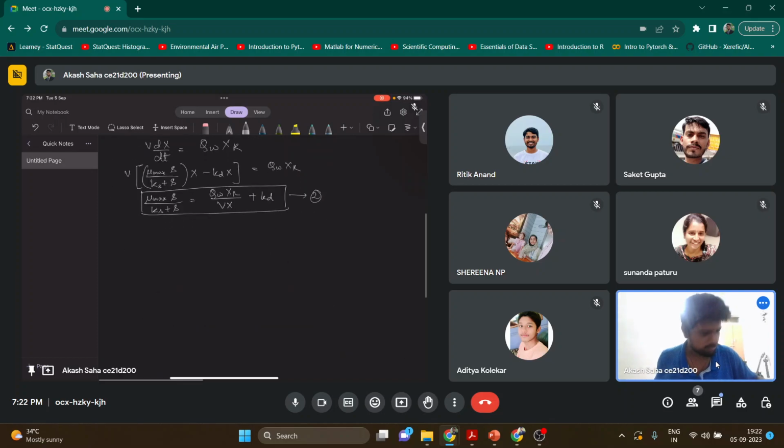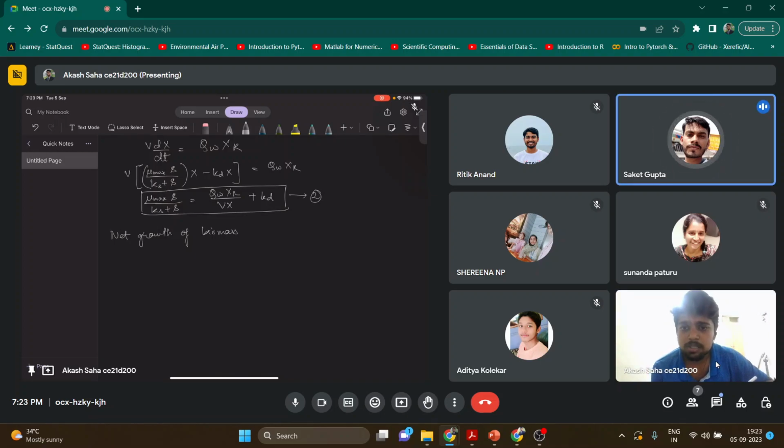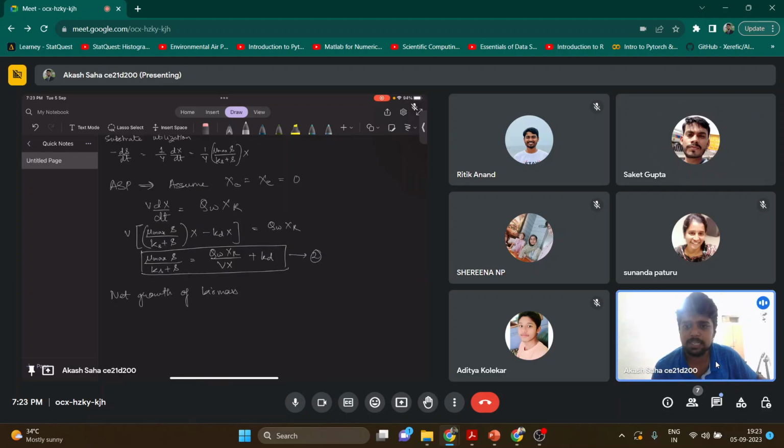Okay. Now moving on. So how else can we define my dX by dt? So again, the net growth of biomass. Sir, if we did not assume X naught is equal to Xe, then what happened? It is not X naught is equal to Xe. It is both X naught and Xe are zero. We are not assuming that my input and output biomass concentration is same.